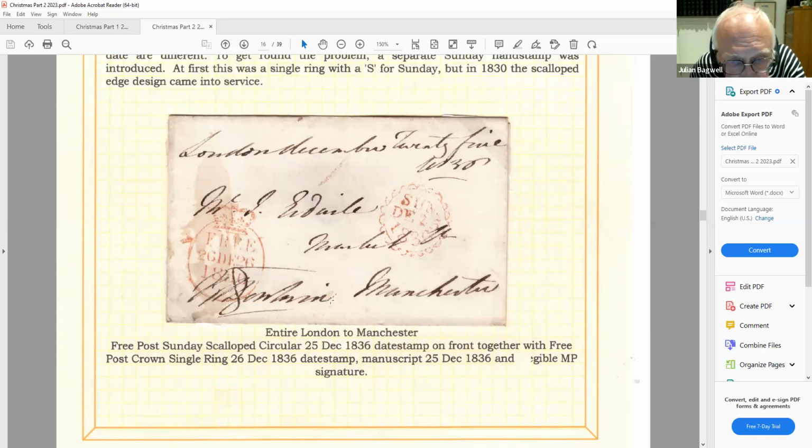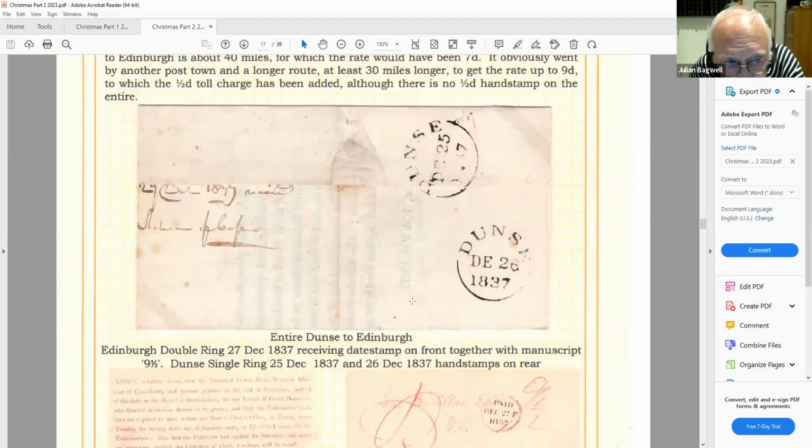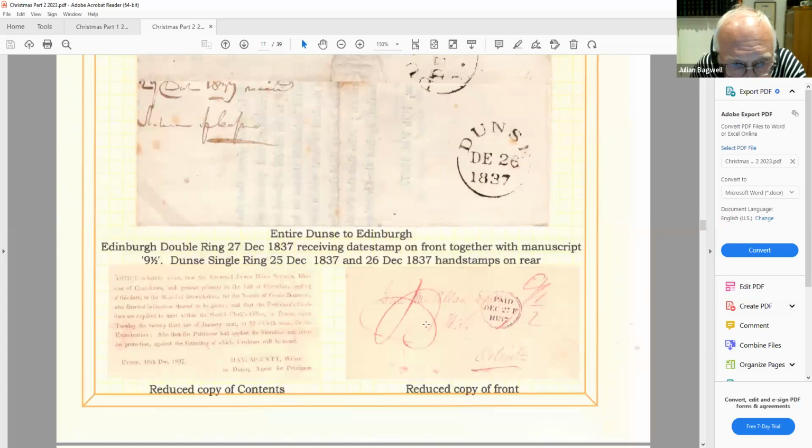Just to illustrate different styles of hand stamps, this next item was sent from a little village in Scotland called Dunce. And I think it was too small to process mail. So although it was received on the 25th of December, 1837, there's another Dunce hand stamp the next day, December the 26th. So I suspect that it was posted on the 25th, but not actually dispatched till the 26th. And then you've got other hand stamps on the back with a nice paid double ring hand stamp here, which probably means an evening duty.